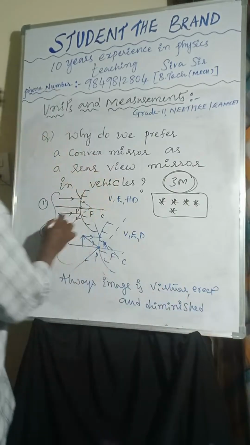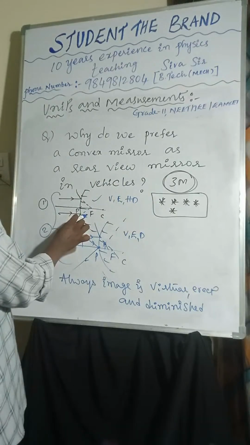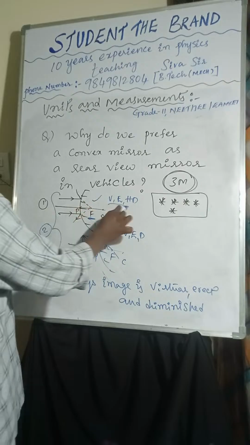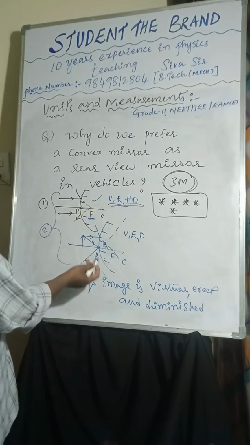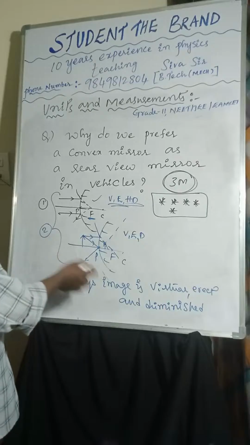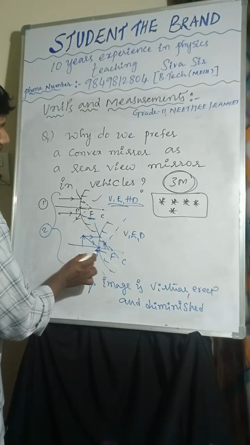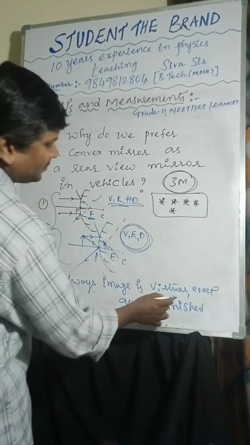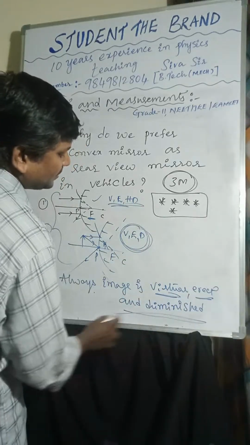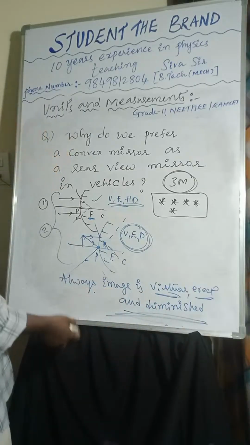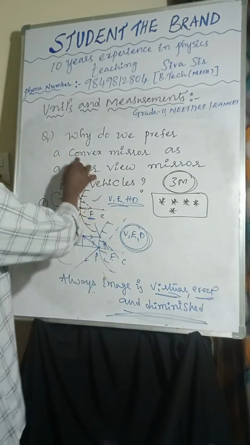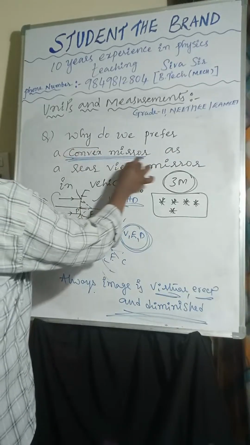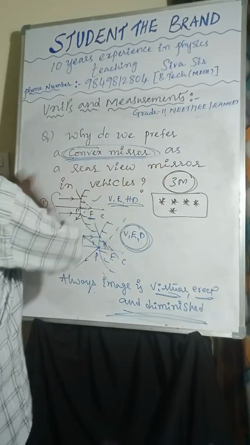In the first case, the object is placed at infinity, and the image will form at the focus: virtual, erect, and highly diminished. In the second case, the object is placed between P and infinity, so the image will form between P and F: virtual, erect, and diminished. So the image is always virtual, erect, and diminished. That is the reason we use a convex mirror.